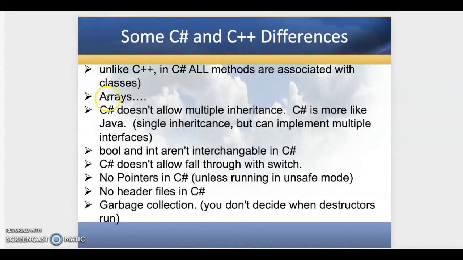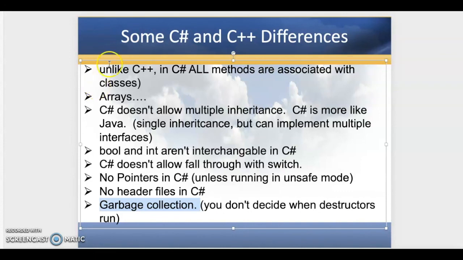Some differences is that unlike C++, all C# methods have to be in classes. And they support arrays, some small differences. C# doesn't allow multiple inheritance. It's more like Java, whereas C++ does support multiple inheritance. The bools and the ints aren't interchangeable in C# like they are in C++. And there's no pointers in C# and no header files. And there's garbage collection, so you're not deciding when the destructors are called, so you don't have to handle the memory management yourself.